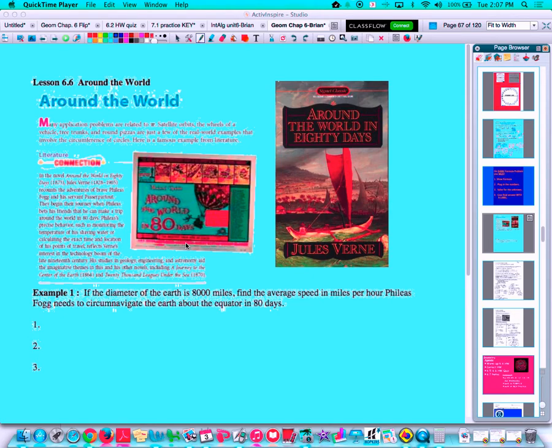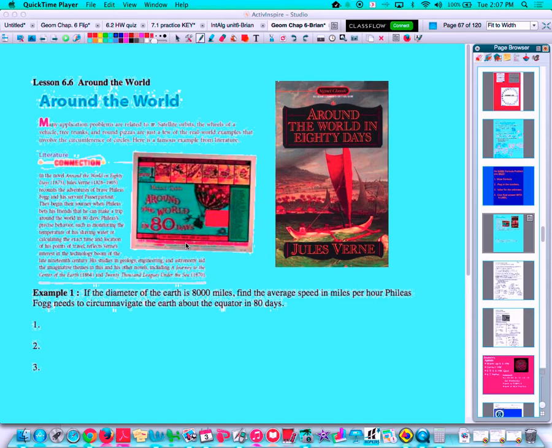Lesson 6.6 is called Around the World, and basically we're going to look at a couple of application problems here. And if you read the little section that I've screenshotted into our sheet from the book, it says many application problems are related to pi. Satellite orbits, the wheels of a vehicle, tree trunks, and round pizzas are just a few of the real-world examples that involve the circumference of circles.